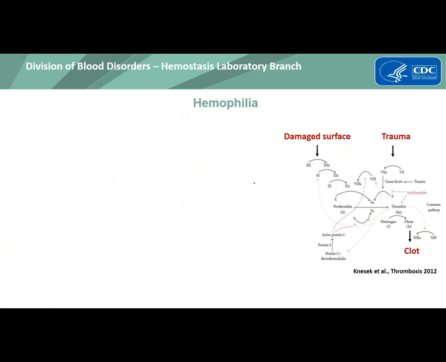I'd like to begin by showing a picture of the coagulation cascade, just to give us a frame of reference, and not to mention many details, but to point out that the coag cascade can be initiated in a couple of different ways. You either have a damaged vessel surface or some sort of trauma that initiates a series of biochemical events leading to clot formation. To orient us, when we talk about hemophilia, we'll be speaking about mostly factor VIII and factor IX.